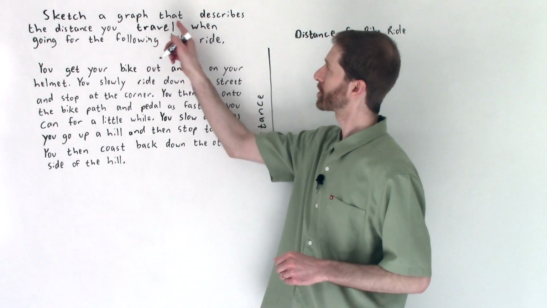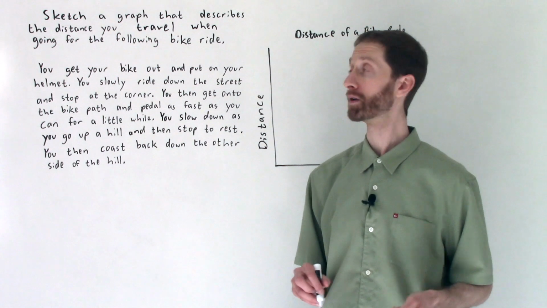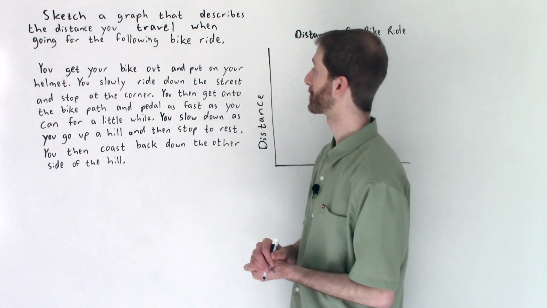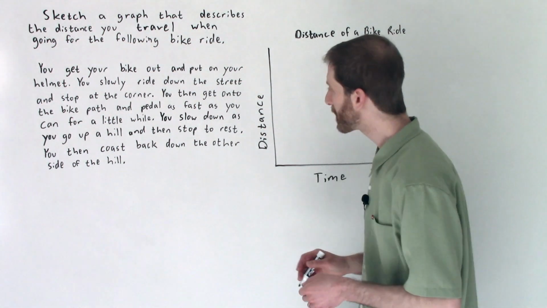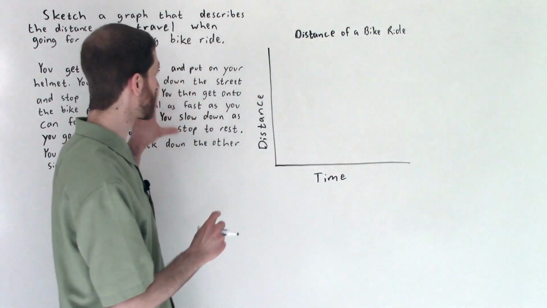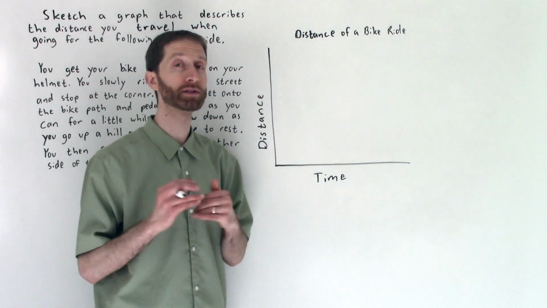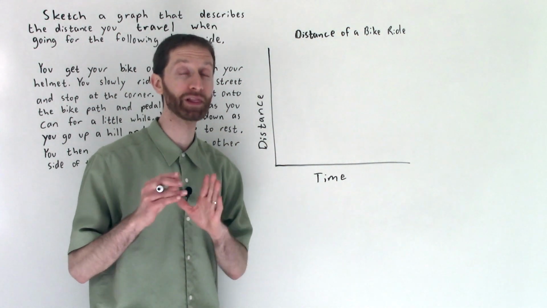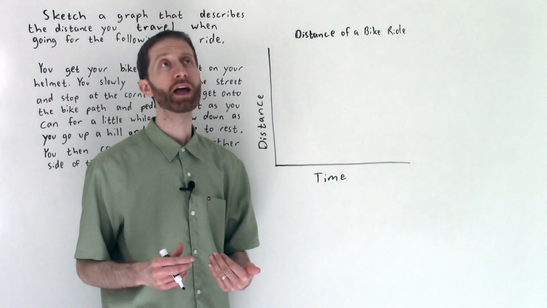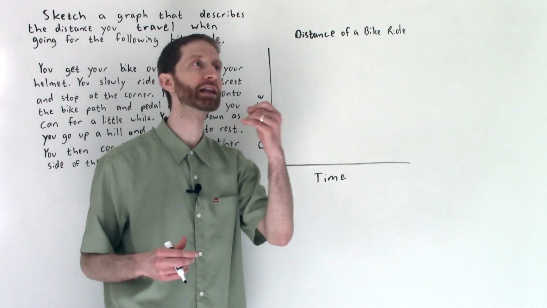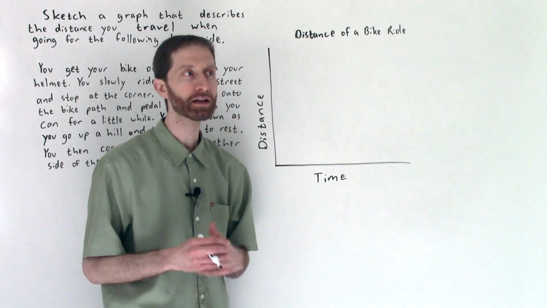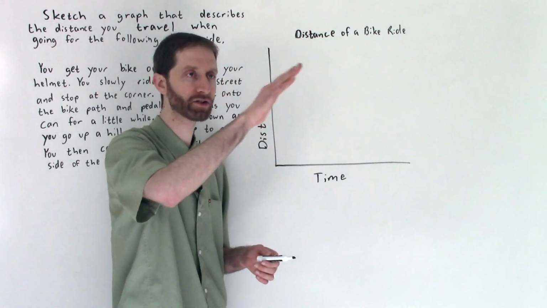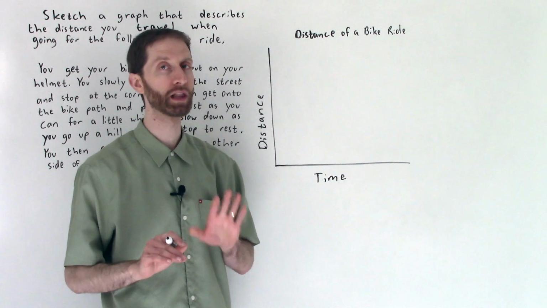So, we are told to sketch a graph that describes the distance you travel when going for the following bike ride. So it says you get your bike out and put your helmet on. So we'll go with that. Now, I've given a graph right here, and I'm intentionally gonna black out these words so that you're only focused on one sentence at a time. That's how we're gonna graph this out. Other thing, we're going to assume that we're going to do this with lines. You don't necessarily have lines in the real world. More on that later on in deeper mathematical thinking. If you think about it, a bike doesn't go at a nice constant rate, right? It could go faster and faster or slow down real quickly. We're going to assume lines here.